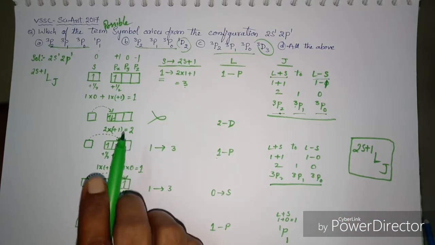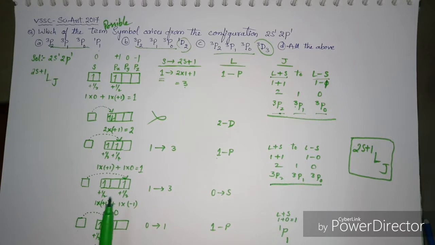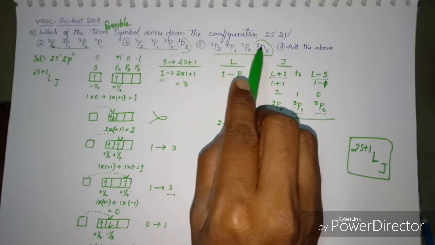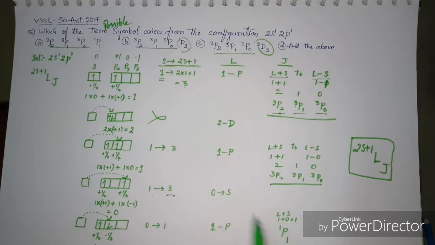So here also we are getting the same values as the previous one. Now we have to check for the other possibility, if the electron from the S orbital jumps directly to the PZ orbital. Here also the S value is 1 and the 2S plus 1 value is 3. For the L value, 1 into plus 1 plus 1 into minus 1, both get cancelled and it equals 0. 0 corresponds to S, but in our options there is no S, so we are not considering this option.